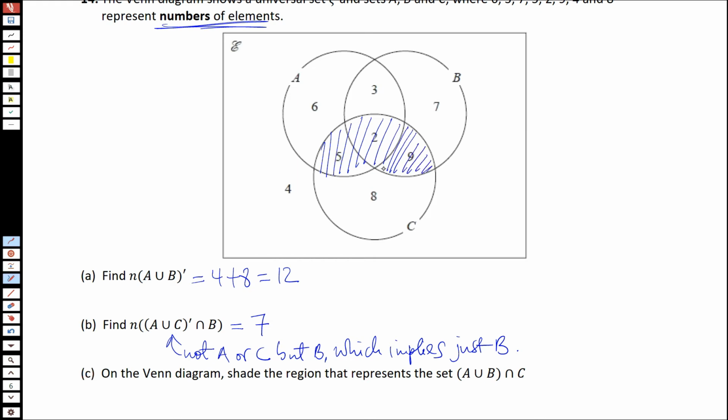So that region is the one that intersects when you look at the overlap. Just look at the overlap of A or B and C, and that overlap is basically what's required.